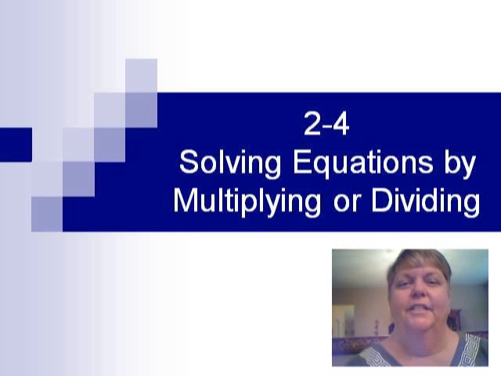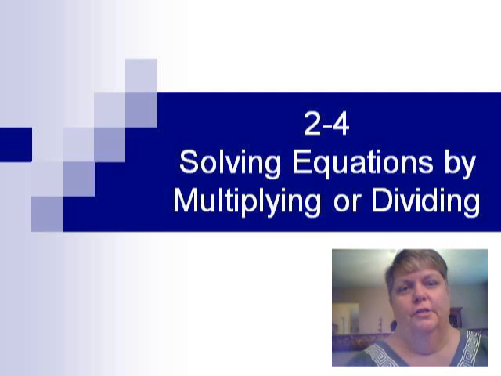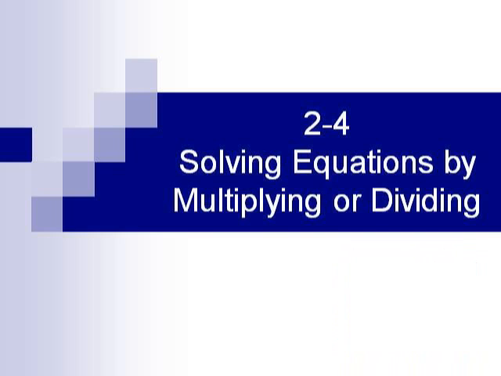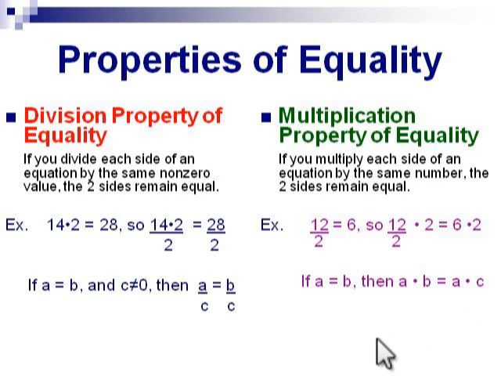All right, in lesson 2-4, we are going to be solving equations by either multiplying or dividing. So very similar to what we did in lesson 3, just with different operations. What makes this possible is the fact that we have these properties of equality, just like we did with addition and subtraction. We have a division property of equality and a multiplication property of equality. Again, both state the same idea.